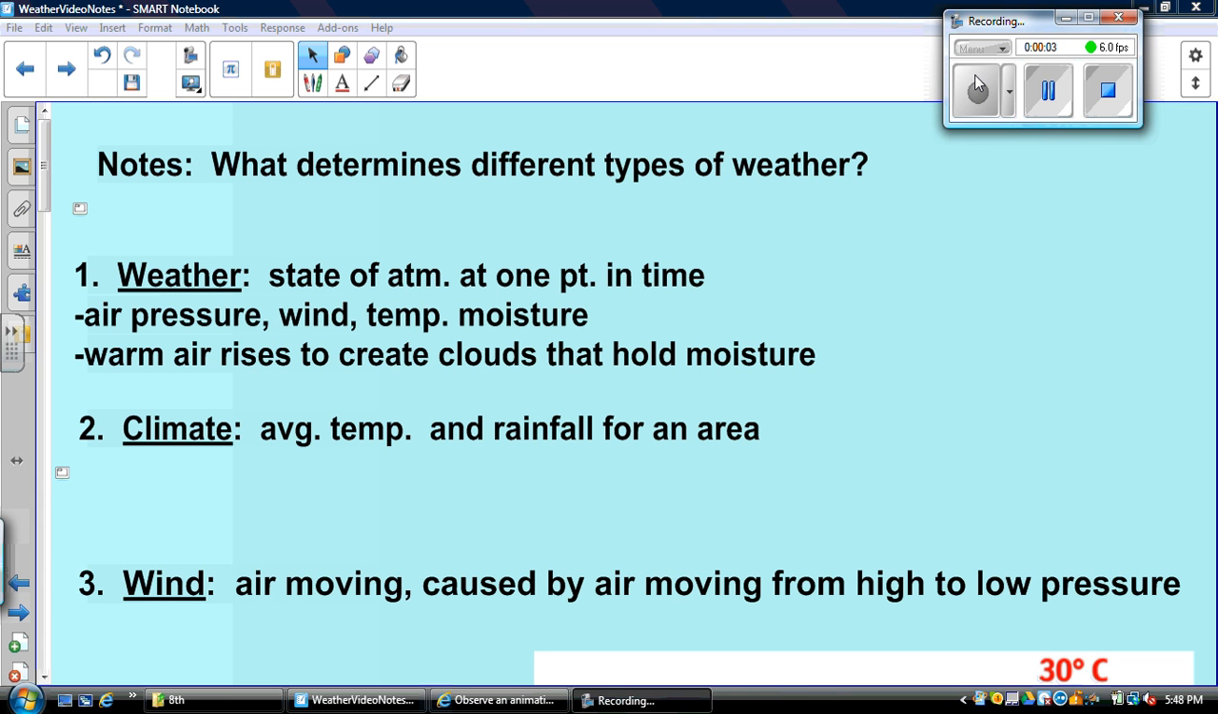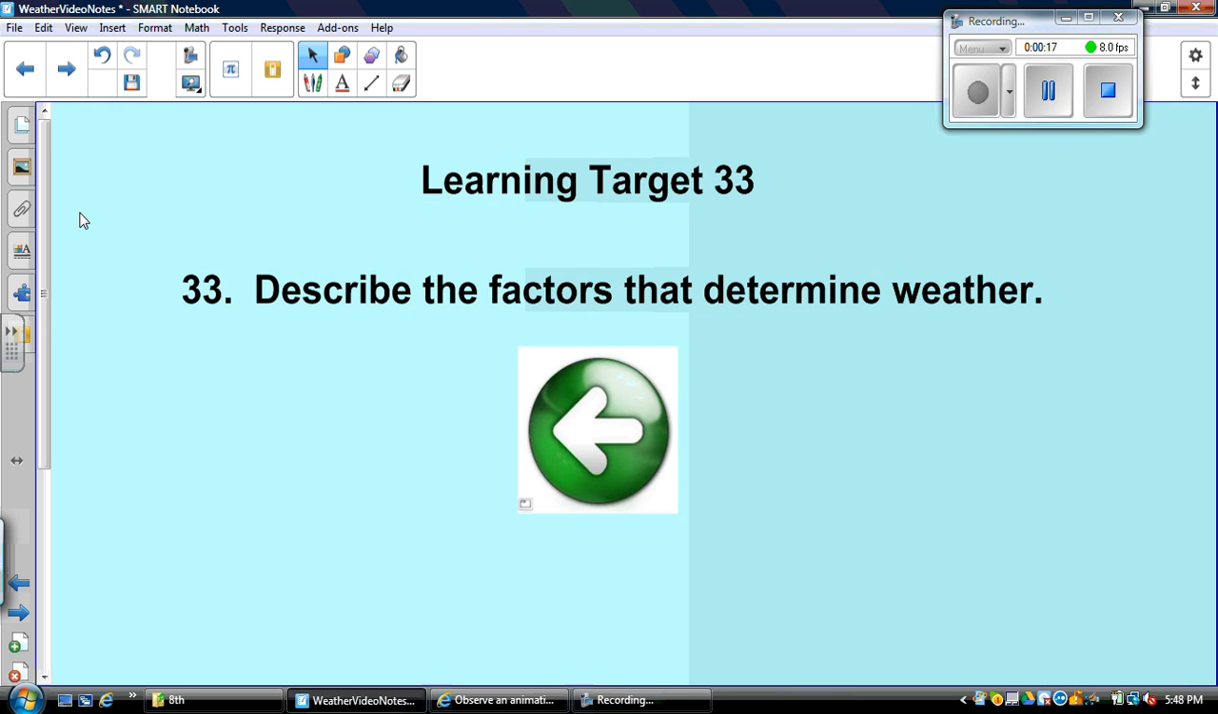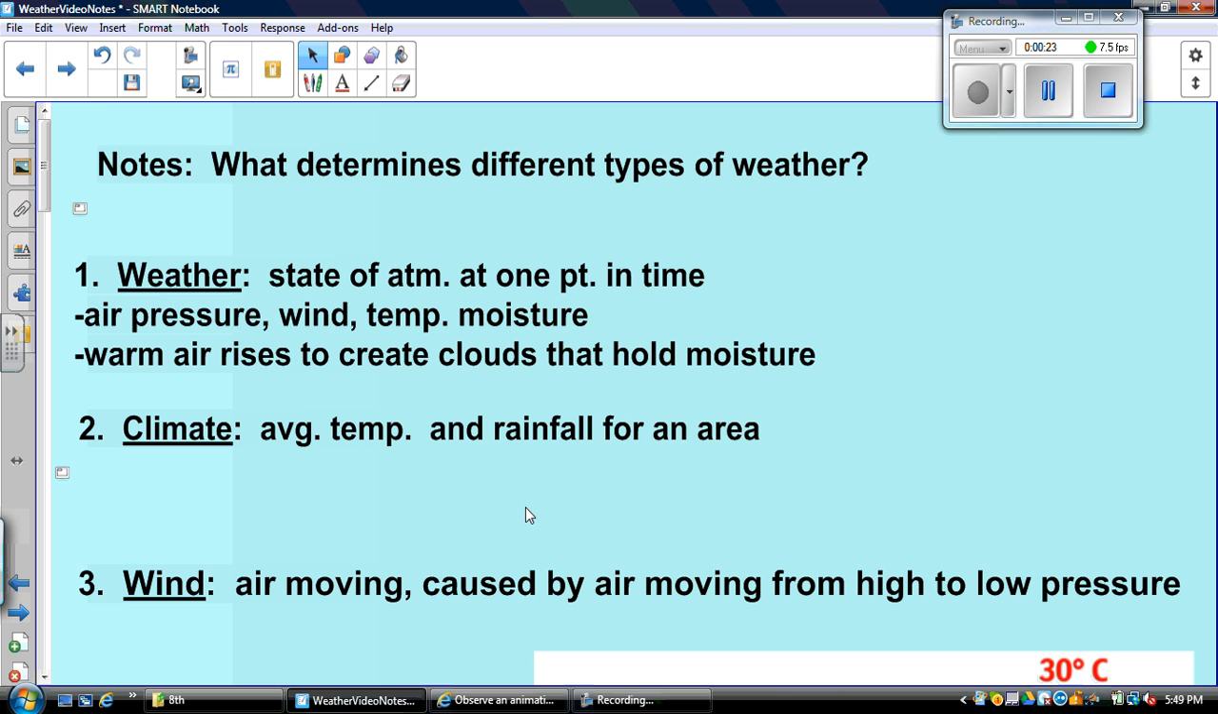Okay, now that we've talked about how energy is transferred in the atmosphere, we're going to talk about how that energy being transferred can create movement of air. That movement of air is what creates the different types of weather. So we are now on Learning Target 33, describe the factors that determine weather. Our essential question today is to find out what determines different types of weather.